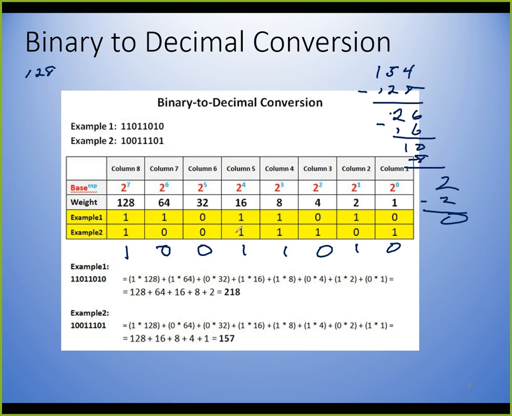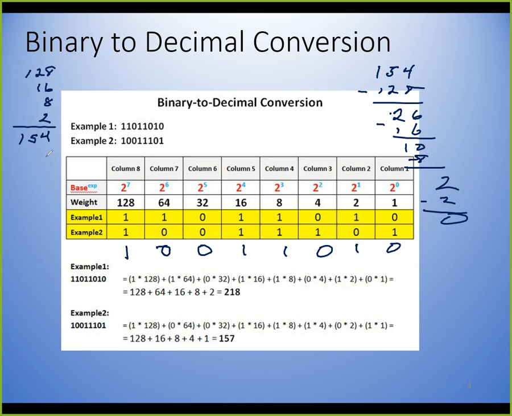128 plus 16 plus 8 plus 2. Did I get everything in there? 8 and 2 is 10. 16 plus 8 is 24. 10 plus 24 is 34, carry the 3. 3 and 1 is 4... 154. So it does work.